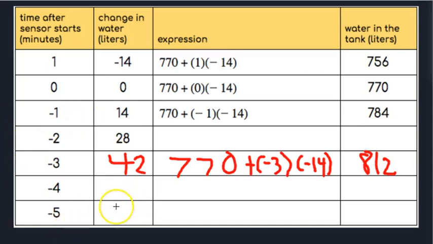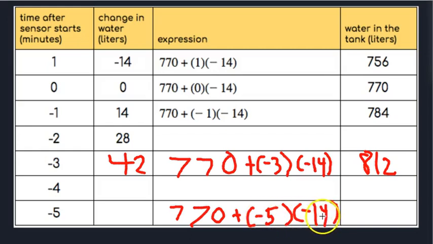How about negative 5 minutes? Should be more than negative 3, right? Okay. So negative 5 times negative 14 gives us positive 70. Add that to there. Should have had 840 liters before the sensor turned on.